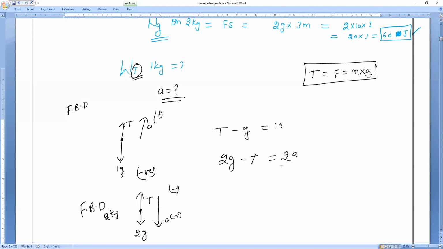Am I right, everybody? Yes, sir. Then what will happen? T will get cancelled. 2G minus 2. Add these two equations. What will happen? 2G minus G, which is equal to how much? G.